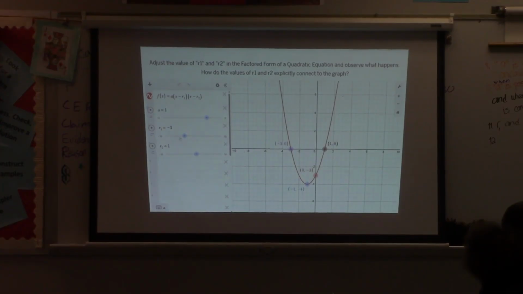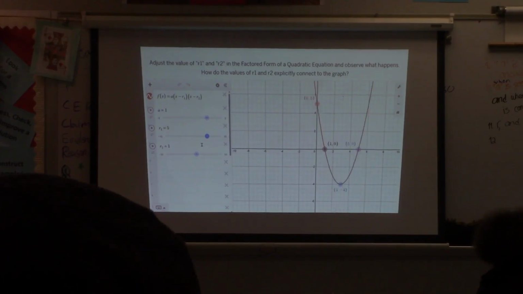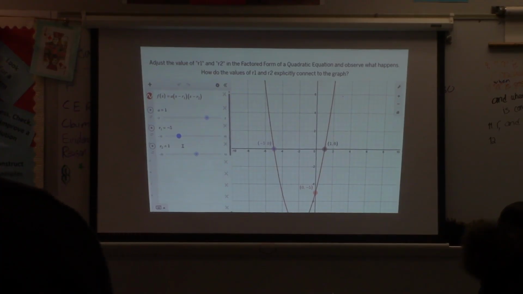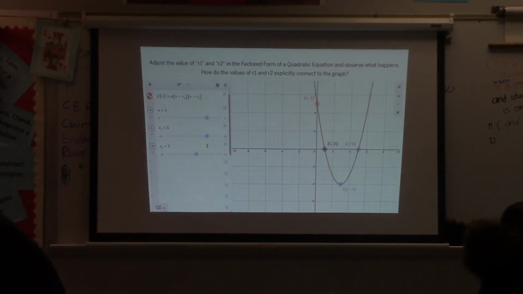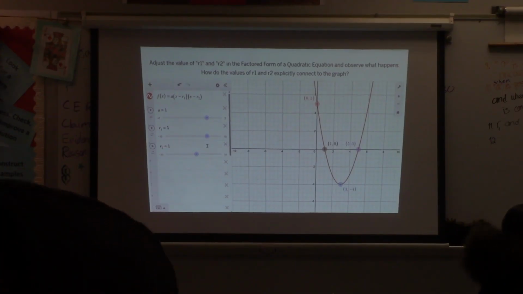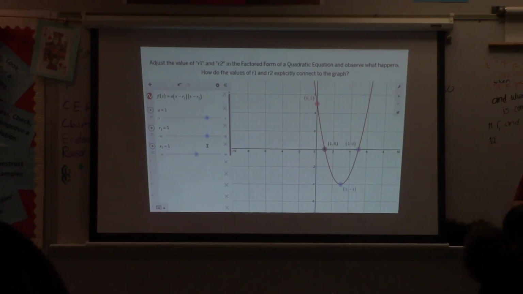As I change R1, what's changing? The vertex was changing, the y-intercept's changing, and the x-intercept's changing, right? But remember, the question is not what is changing. The question is what is it defining or controlling. Right now, R1 is 5. Where do I see that 5 on this graph? One of the x-intercepts. I'll explain why in a second.